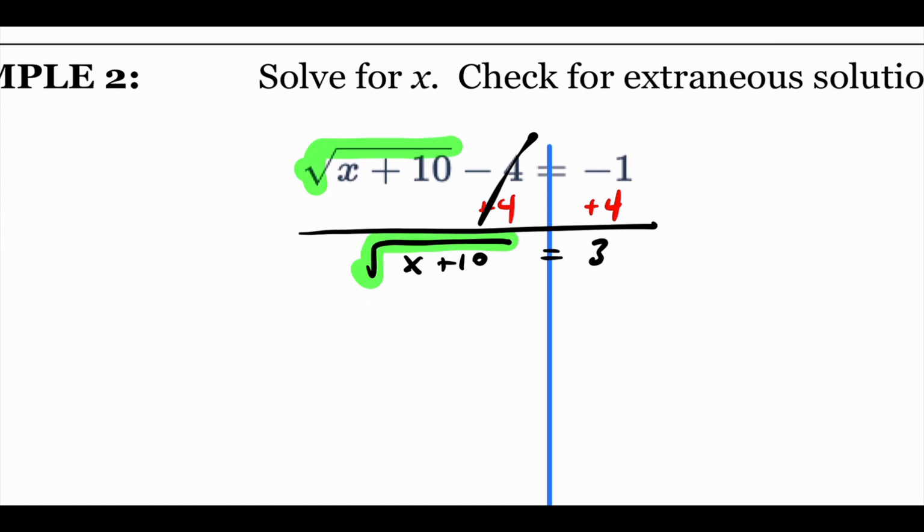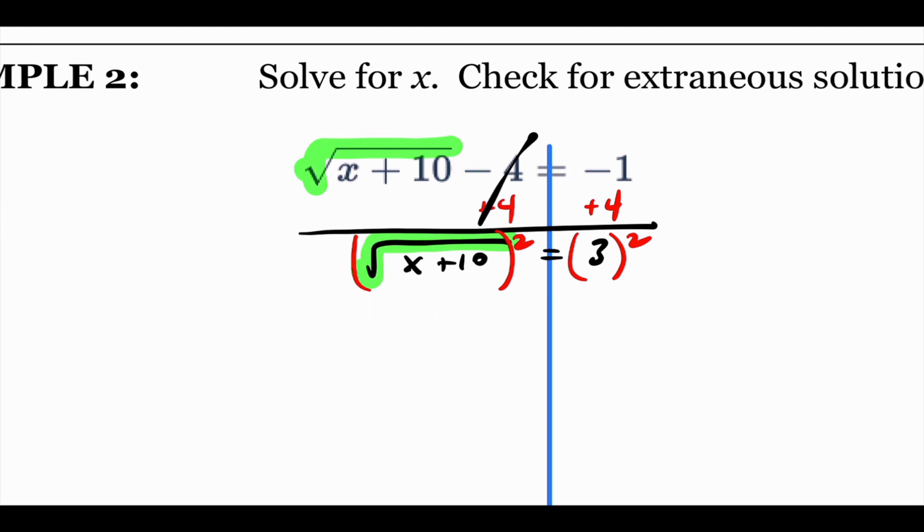Step 2, square both sides. When I square both sides, it gets rid of the root. I don't want the root. I want to get rid of the root because then I can solve it. So I'm going to square both sides. You can do that because you're doing it to both sides of the equation. Anytime you do something to both sides, it's okay.